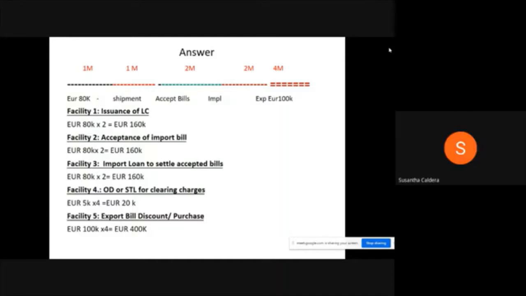Right, then under that you have to write the details. The bills will be 90 days from the shipment date, right? And it will take 1 month to receive the bill of exchange and to accept. Therefore, from the acceptance, after 2 months, we need to settle the accepted bill.